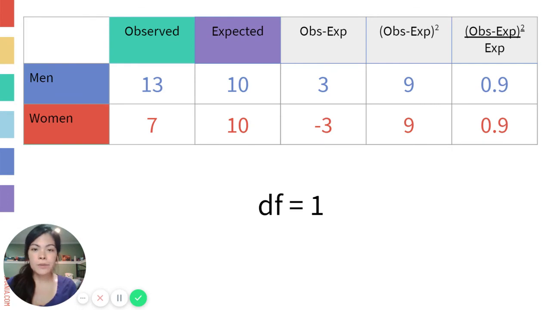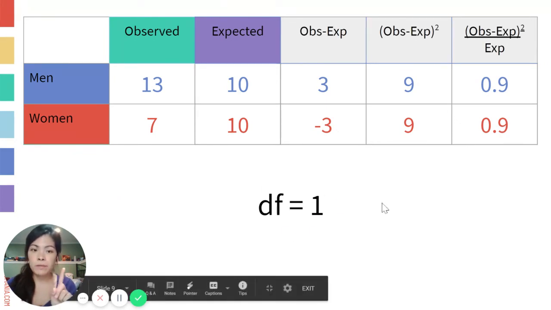Going back to our actual data set, our chairs, our options, are going to be the categories that we used to categorize our data. Here we had 2 categories, men and women. Since we have 2 categories, we're subtracting 1, so our actual degrees of freedom is just 1.